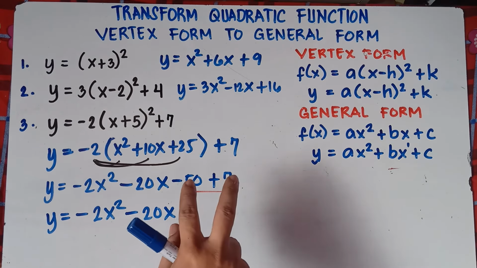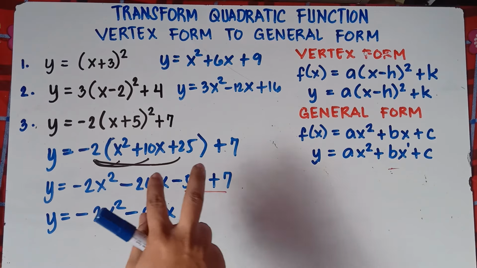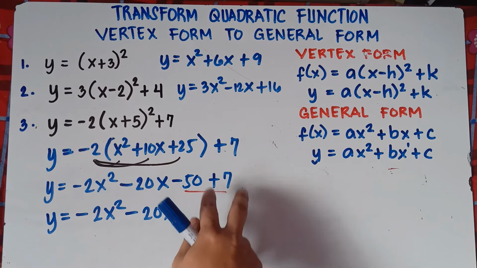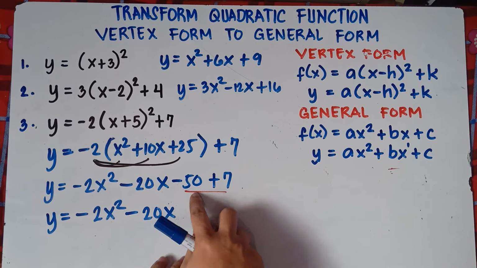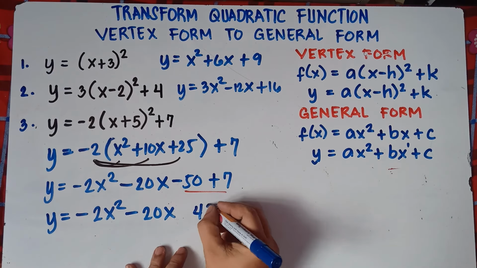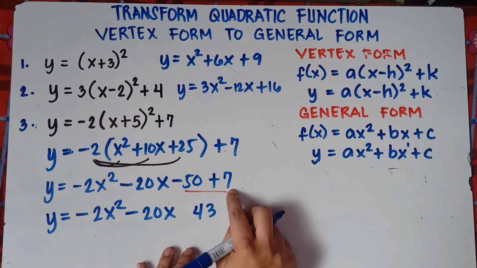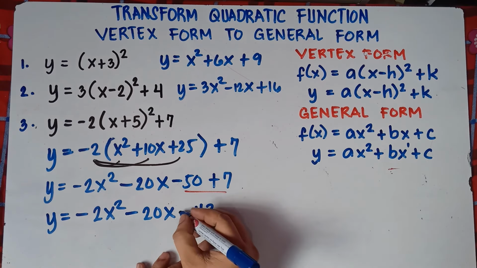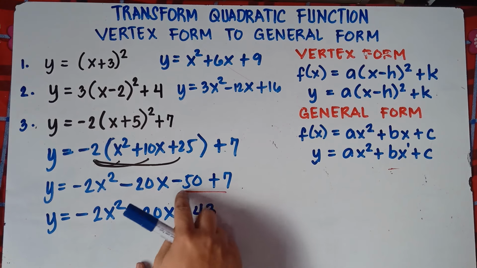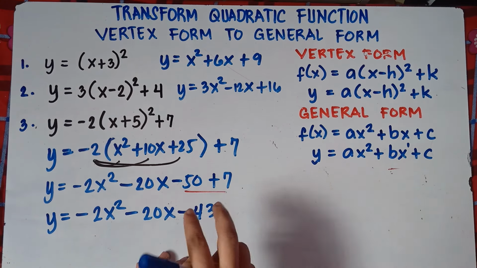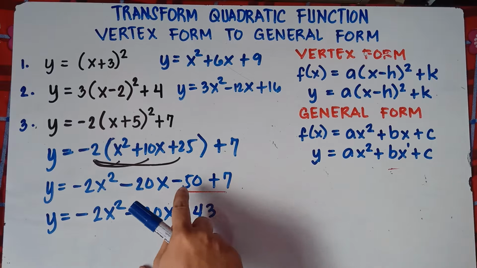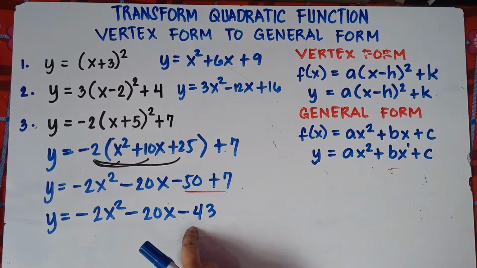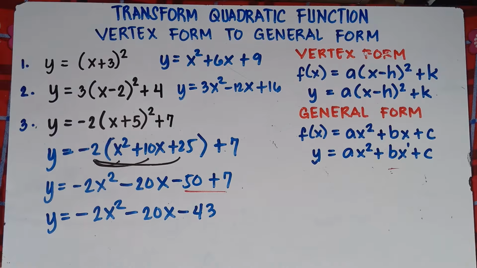Once again, class, if you're combining unlike signs, if the signs are not the same, you subtract, then copy the sign of the larger number. So 50 minus 7, that is 43. Now 50 is greater than 7. We copy the negative sign. Once again, if the signs are not the same, you subtract, then copy the sign of the larger number. 50 minus 7 is 43. 50 is greater than 7. We copy the sign. Negative 43. And that's it, class. That's our answer.